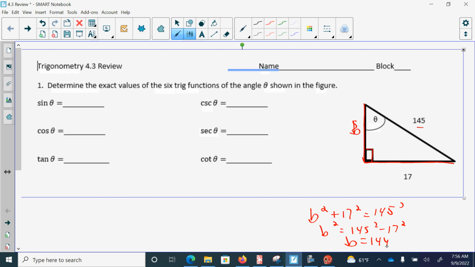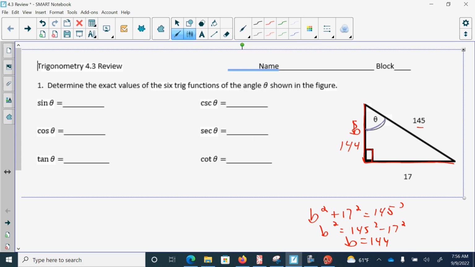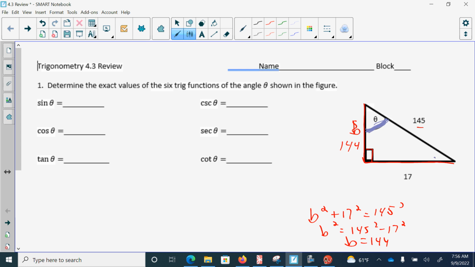Since this doesn't talk about quadrants or anything like that, I'm just going to go ahead and assume that it's a positive angle. Now, remember when I'm doing this problem, I'm looking from this angle up here. I know we have to show the triangle looking down here, but this angle theta is actually marked up here. So to find my sine, I'm going to do the opposite over the hypotenuse. So that's going to be 17 over 145.